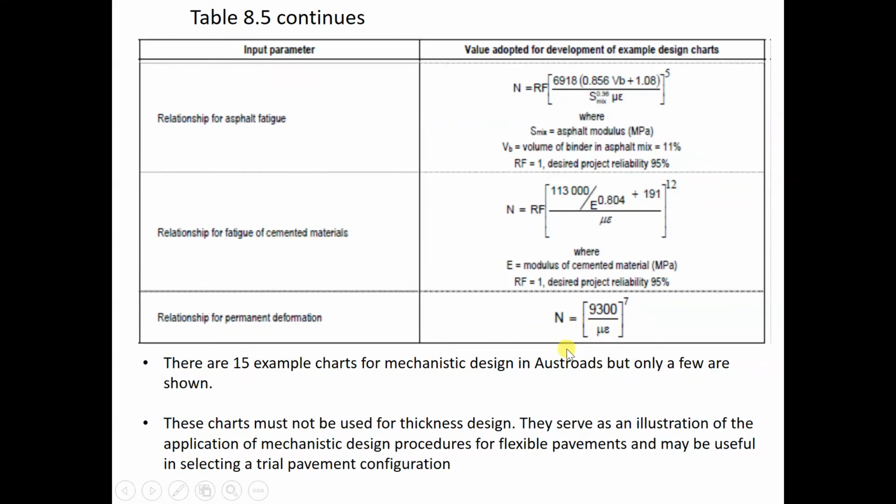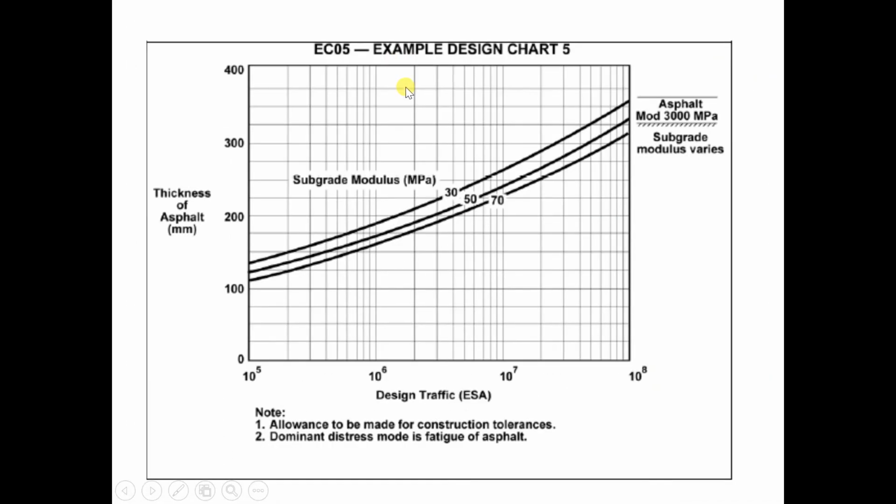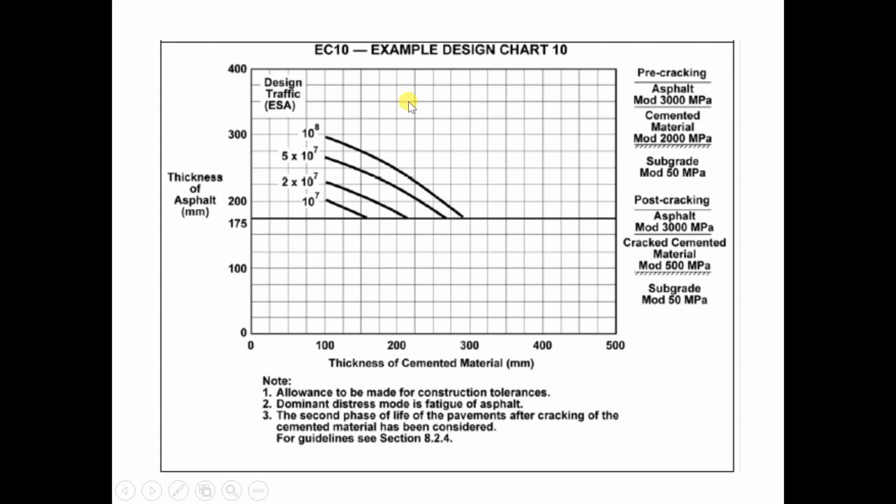There are 15 design charts for mechanistic design in Austroads, but only a few are shown. We cannot use these charts for thickness design, the charts for thickness design are only for the empirical approach. I only put a few charts: ECO1, ECO3, ECO5, ECO9, ECO10. So these are a few charts. Actually, there are more charts.